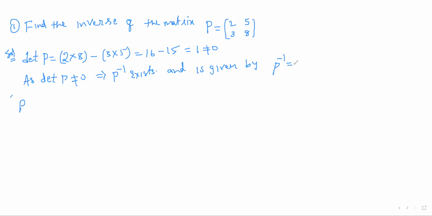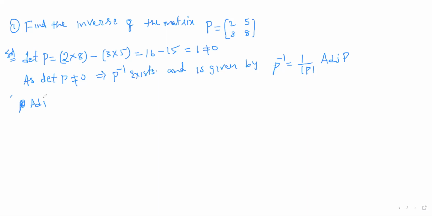So P inverse formula is 1 by det P into adjoint P. So det P, if the matrix is ABCD, is AD minus BC. According to that, AD minus BC gives one value. Now we have to find out the adjoint P value.